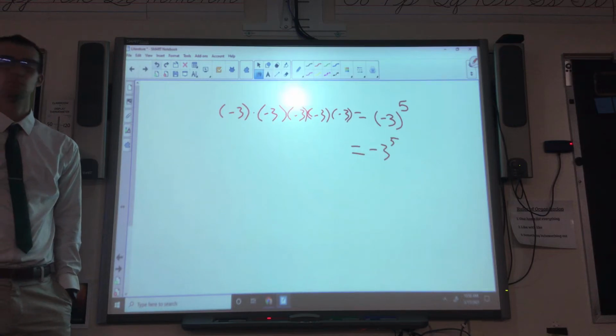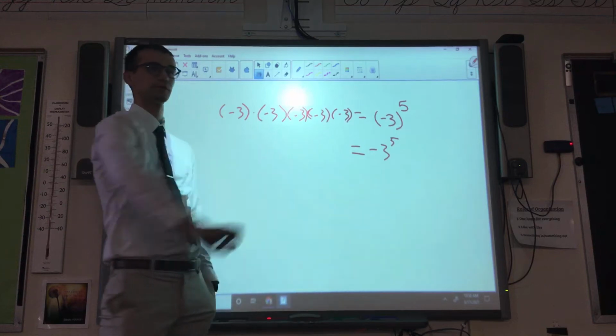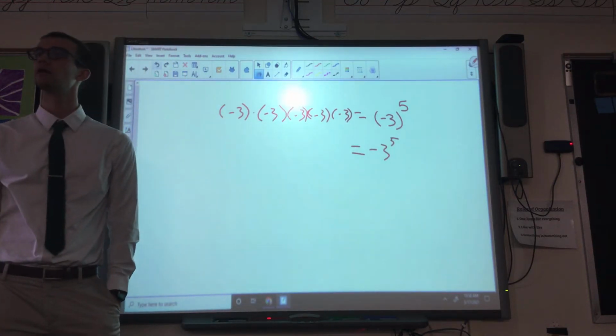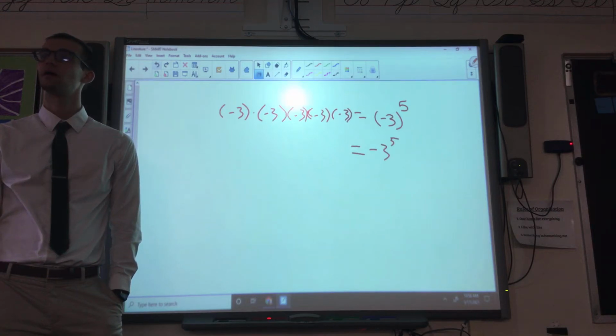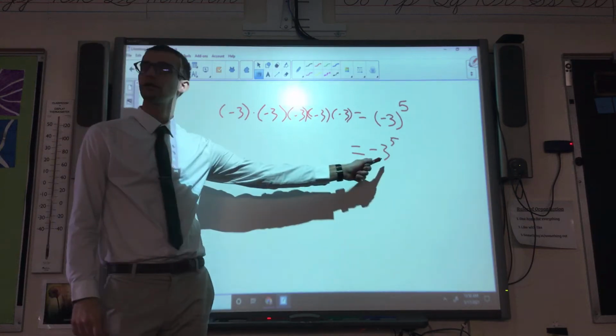Wait, where is it? Why is it not this? You're right, you had the right answer earlier. Why is it not negative 3 to the 5th power? Why is it negative 3 in parentheses to the 5th power? Why is it not negative 3 to the 5th power?